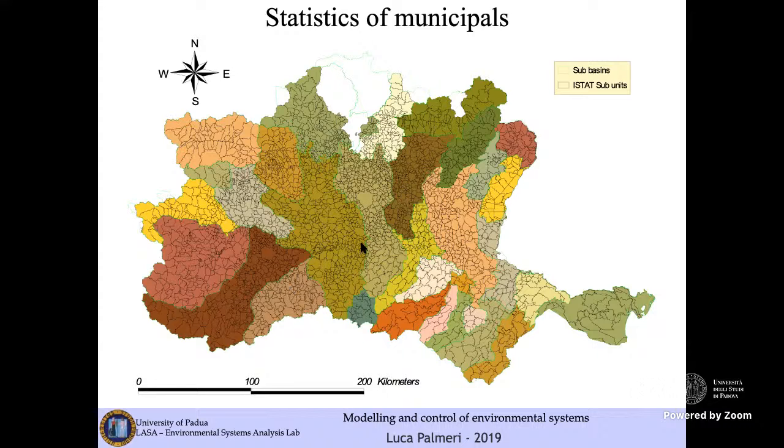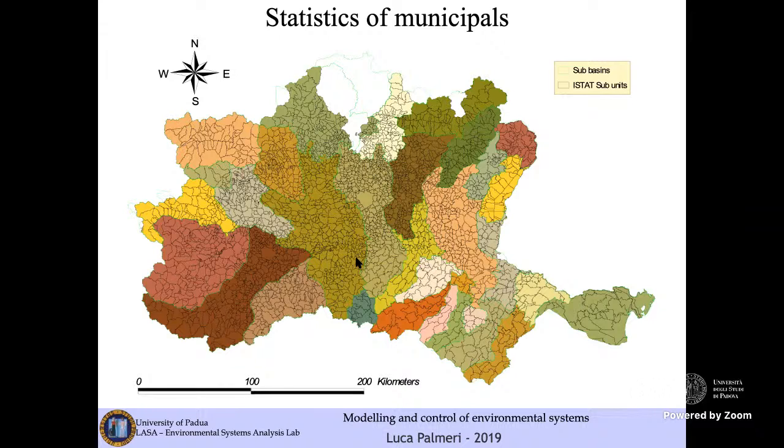So this means that on the boundaries, we had to subdivide those ISTAT subunits that pertain to different hydrological subunits, so that as a linear proportion of the surface included in the different hydrological subunits, we attributed a proportion of the figures pertaining to each ISTAT subunit onto the different hydrological subunits. This is a matter of GIS calculations.